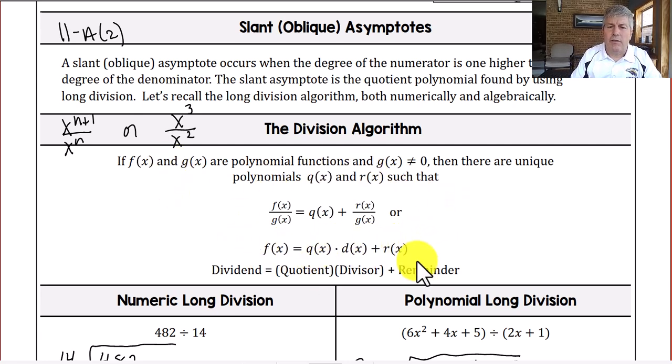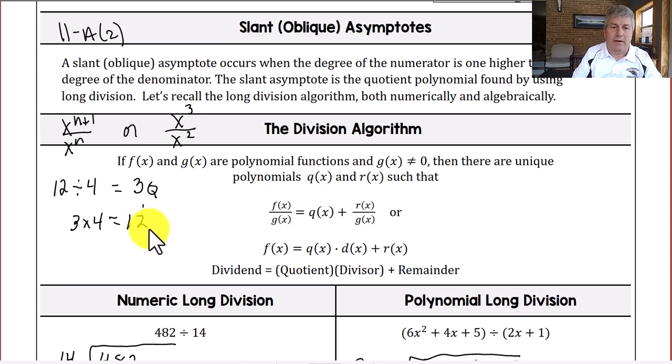The division algorithm really just says that our quotient, that means our answer from division, times our divisor, plus any remainder, equals the dividend, or what we're dividing. So real simply, we know that 12 divided by 4 is equal to 3. So that means we also know that 3 times 4, our quotient 3 times our divisor 4, what we're dividing by, is equal to our dividend, what's being divided.